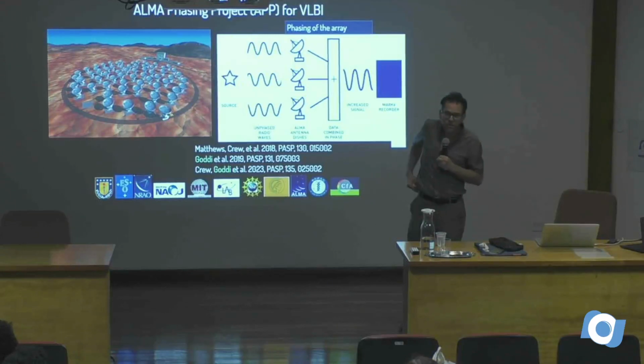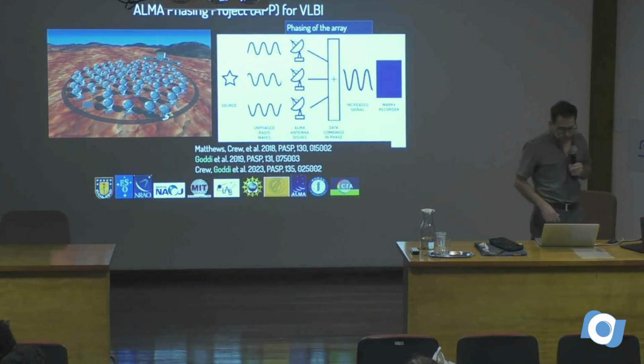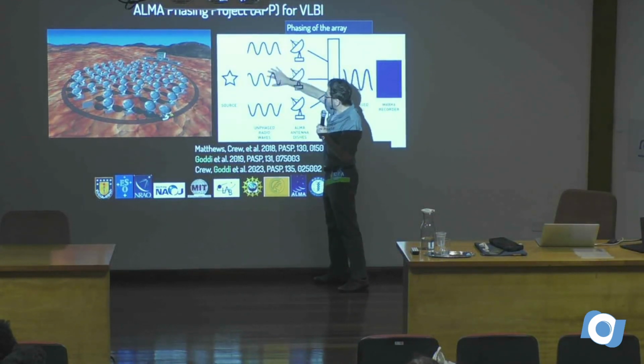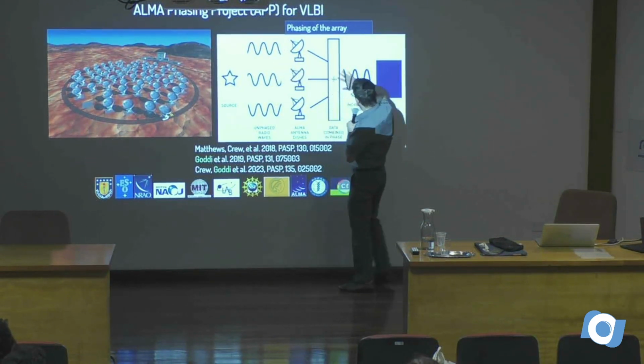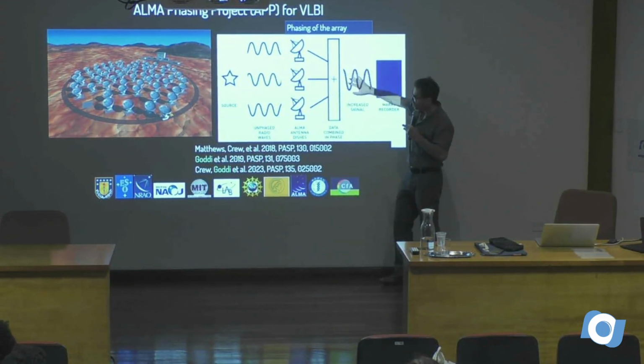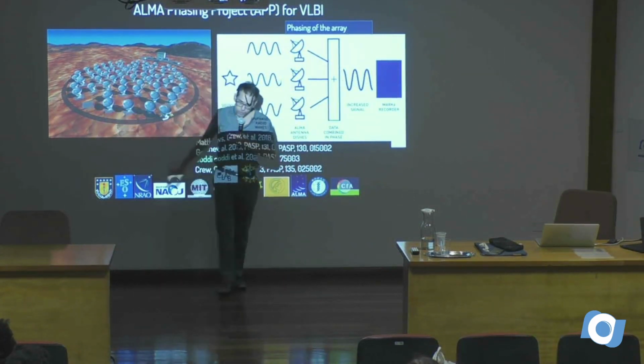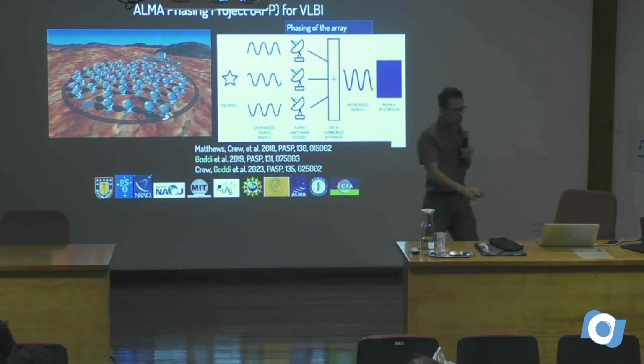The project, started in 2013, is led by Haystack MIT. It developed a beamformer that can aggregate the entire collecting area of the array. Basically, you align all the signals from individual antennas, and then you sum them up, okay? And then you get a much bigger signal. So you're turning all these antennas into a virtual giant single dish telescope.